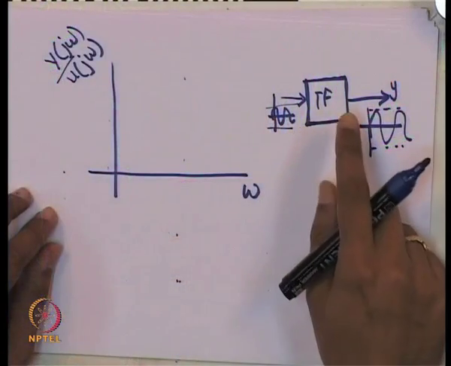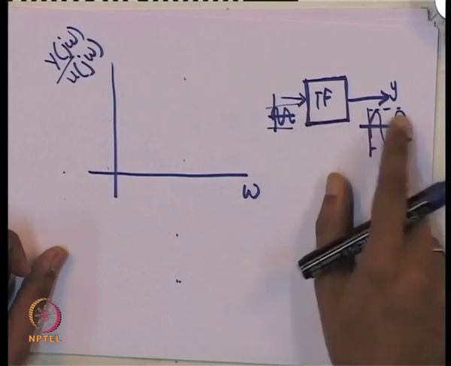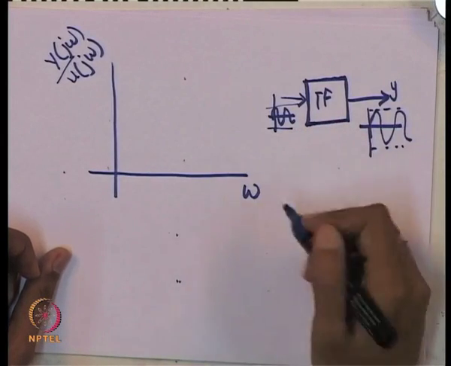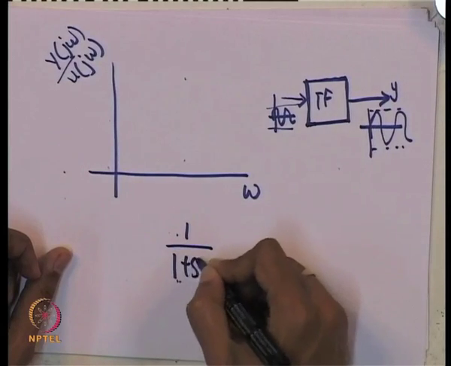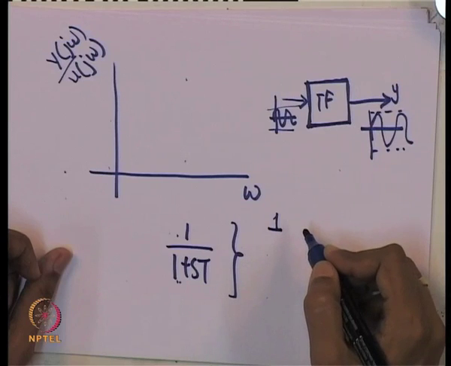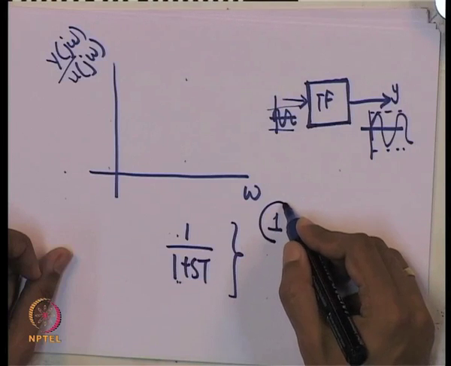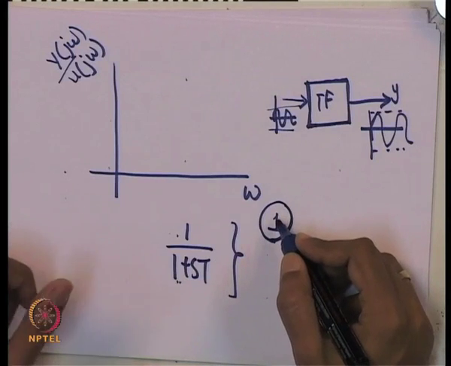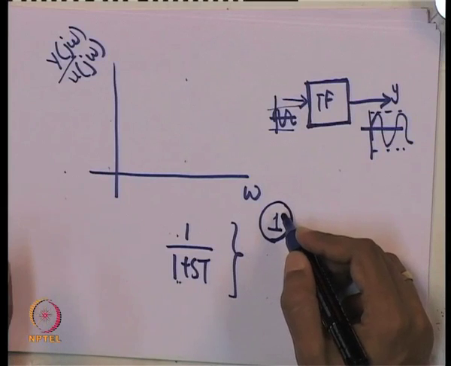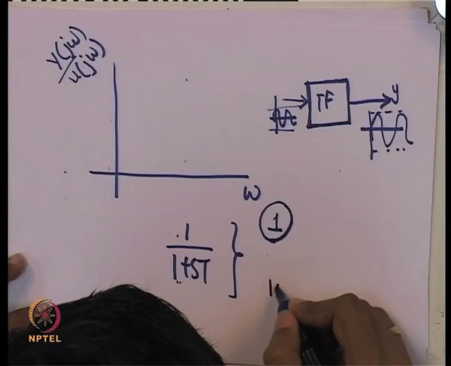You will get a gain which is a function of frequency, and the phase also is a function of frequency. It turns out for 1 upon 1 plus sT, the steady state gain is 1. Steady state actually means 0 frequency. The 0 frequency gain is 1, whereas the high frequency gain is low.